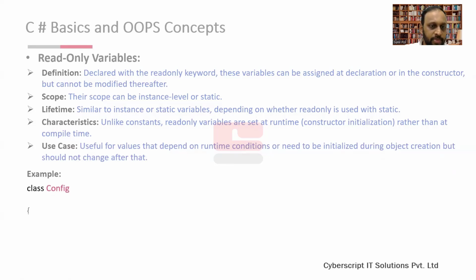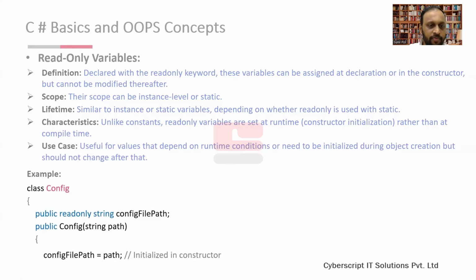So let's have one more example. Here we have declared one class, that is the Config class. Suppose in our application there are multiple configuration files. So according to the situation at runtime, we need to pass that particular file path to this constructor. So whenever the developer wants to use that particular path, he needs to create an object of this Config class and pass that particular path to this constructor. So that path can be assigned to the config file path. Henceforth, this value cannot be changed after that.